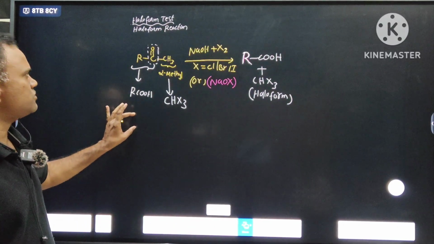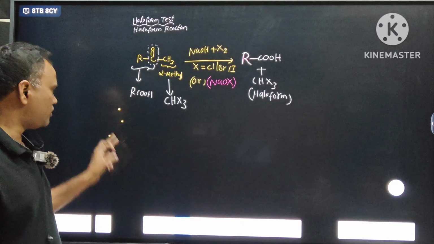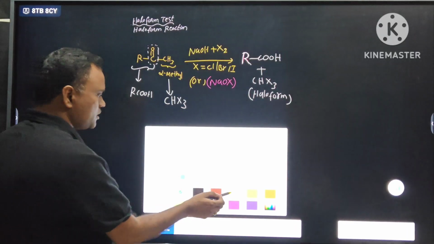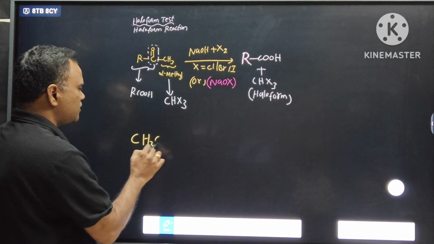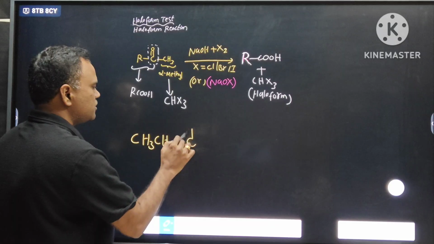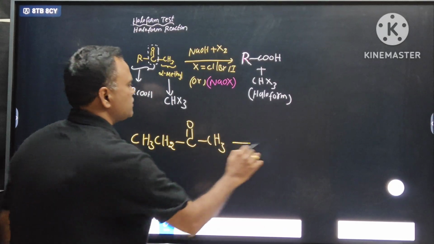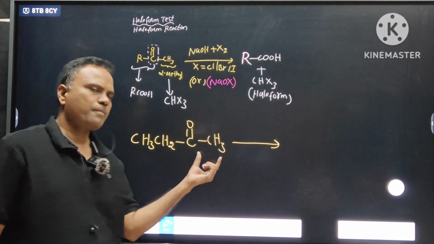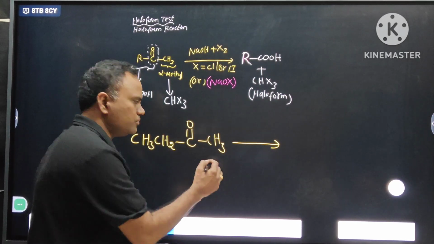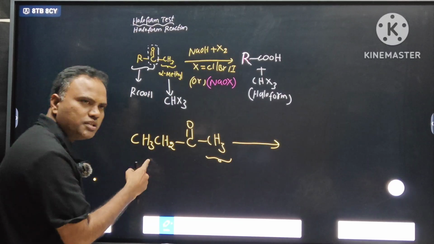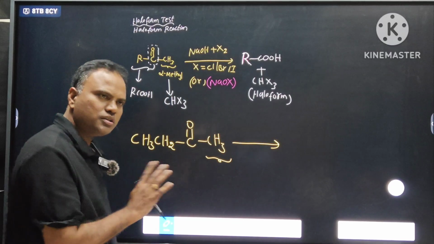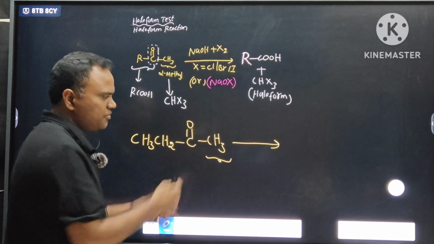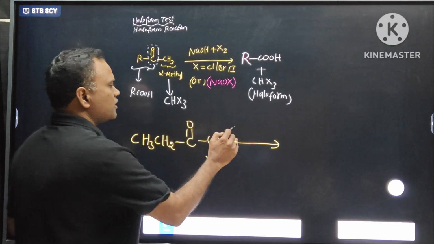Let us see one example. Online students, are you following, all of you? Are you following? Let us see this example: CH3, CH2, C double bond O, CH3. First of all, tell me, will it undergo haloform test? Why? Alpha methyl, right side methyl group. Left side methyl is not there. Ethyl is there. This is ethyl, it is not considered as a methyl. So this side methyl is there. Yes, it undergoes.